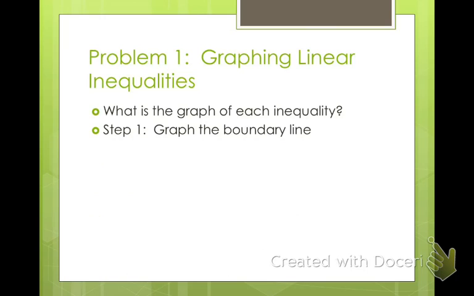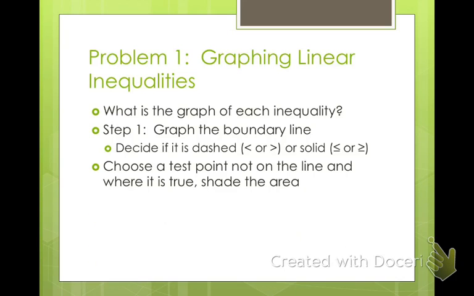So we're going to graph a linear inequality. In order to do that, first we have to make a graph of the line, just like we would regularly. And then if it's a less than or greater than, we're going to make it a dashed line to say that the points on that line are not included. But if it's less than or equal to or greater than or equal to, we make it a solid line. And then we're going to pick a test point, and if that test point is true, we shade that area. If the test point is not true, we shade the other area.